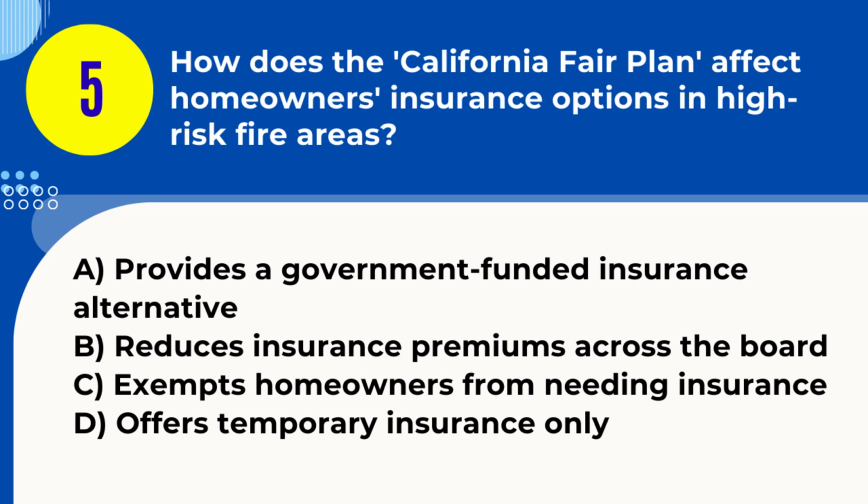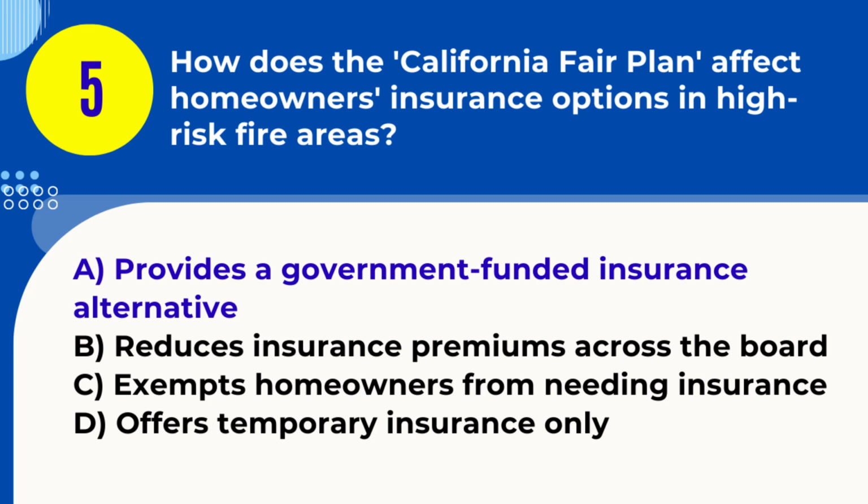Question 5. How does the California FAIR Plan affect homeowners' insurance options in high-risk fire areas? A. Provides a government-funded insurance alternative. B. Reduces insurance premiums across the board. C. Exempts homeowners from needing insurance. D. Offers temporary insurance only.